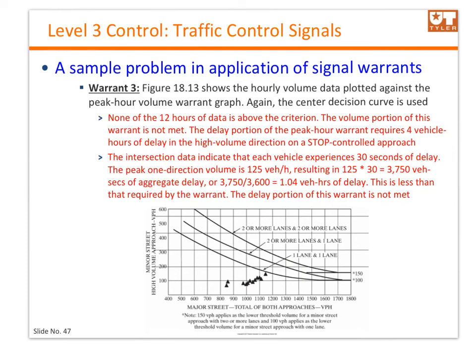Therefore, the peak one direction volume is 125 vehicles per hour, resulting in 125 times 30 seconds. So that's going to give us 3,750 vehicle seconds of aggregate delay, or you can divide this by 3,600 seconds to know how many hours, and that would be 1.04 vehicle hours of delay, which is less than required by the warrant, and therefore the delay portion of this warrant is not met as well. So warrant 3, based on the volumes, is not met, and based on the delay amount, it was just 1.04, way less than the requirement, and therefore the entire warrant 3 is not met.